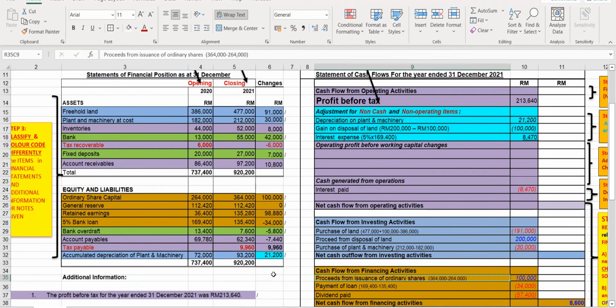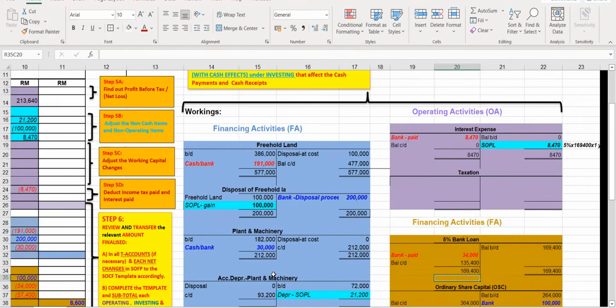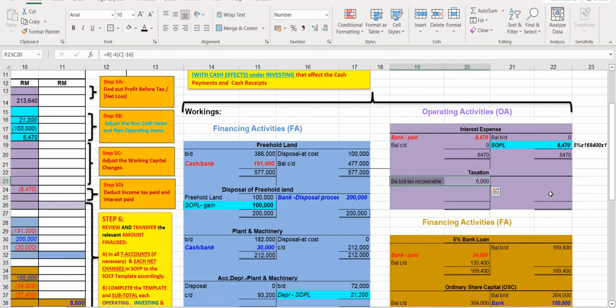So let's set up the account that was under operating activities, and I've done it here. Put the balance on the debit side, and that was tax recoverable. And the balance on the credit side, that is your tax payable, right? Tax payable. The balance on the debit side, sorry, because that was the balance carried down.